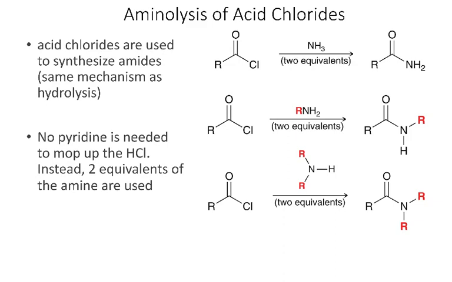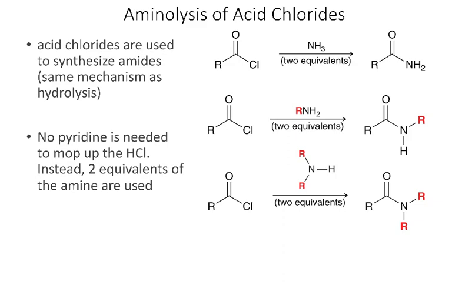All right, so if we react acid chloride with water, we get hydrolysis. If we react the acid chloride with an alcohol, we get alcoholysis, and we make an ester. If we instead react our acid chloride with an amine, then we get aminolysis. But it's exactly the same mechanism as the hydrolysis and the alcoholysis. We'll have nucleophilic attack, loss of a leaving group, proton transfer. The only difference is with the water and the alcohol, we also added pyridine. Pyridine acting as a weak base to mop up the HCl that we produced.